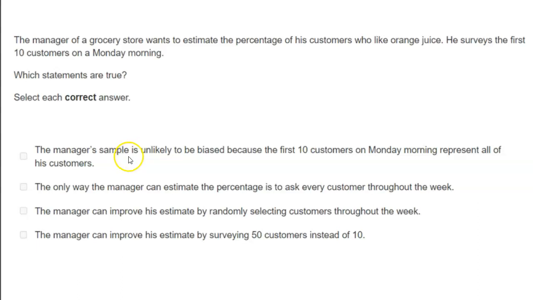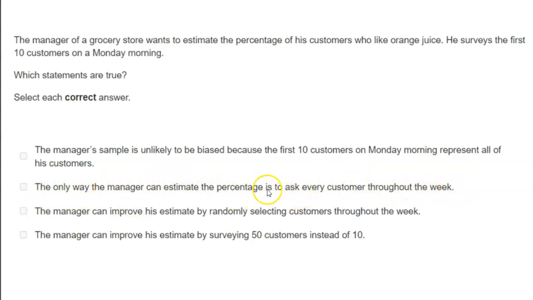So again, this cannot be a good representation of all of his customers. He is only narrowing down the people who come in as the first 10 customers on a Monday morning. Early risers, people who maybe don't work on a Monday morning, or something like that. He is very much narrowing his time frame and the number of people he's asking.